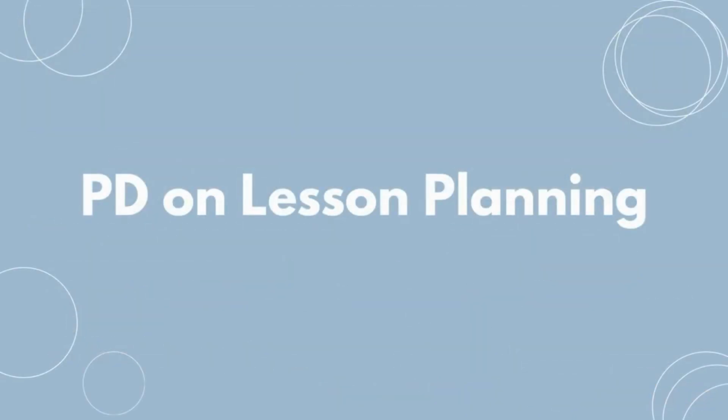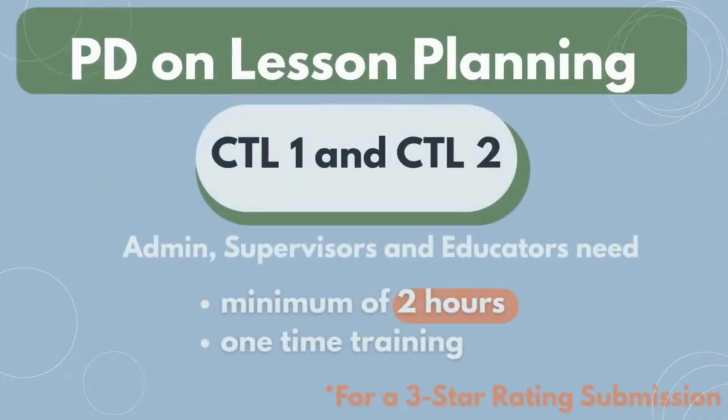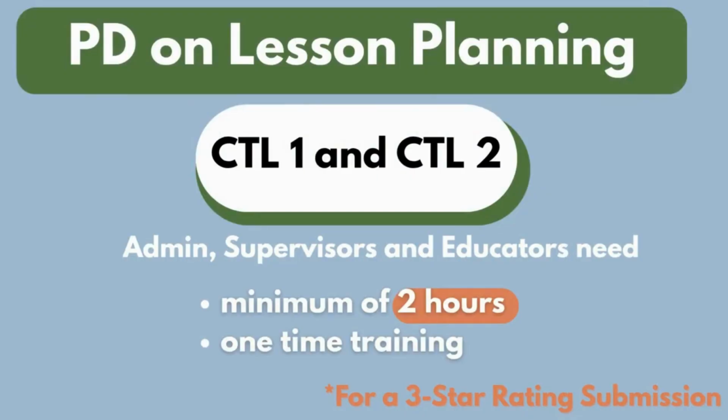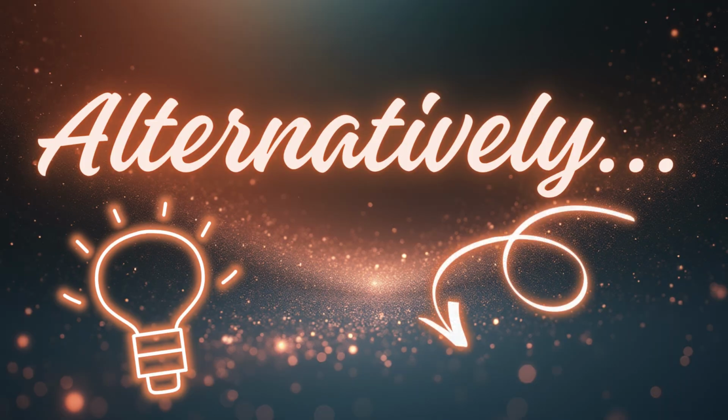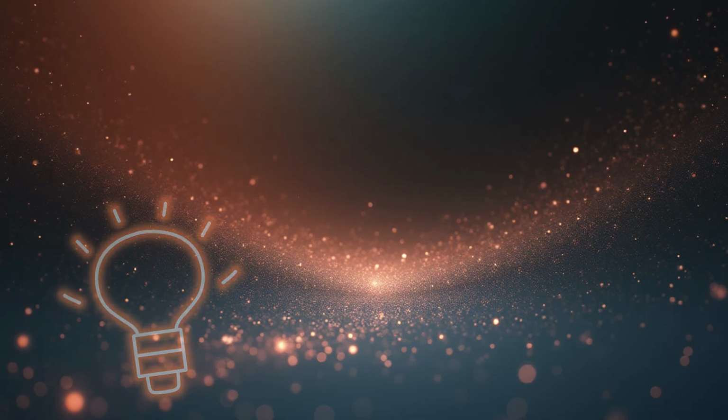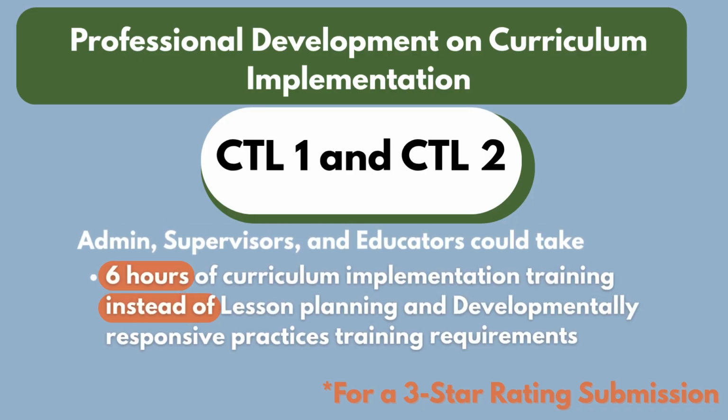At this level, a training on lesson planning is also required. For this requirement, administrators and supervisors for CTL 1, as well as educators for CTL 2, need this training to be a minimum of 2 hours, but are only required to take it once. Please note, for CTL 1 and CTL 2, at a 3-star level, 6 hours of professional development on curriculum implementation will suffice in lieu of taking the aforementioned trainings on lesson planning and developmentally responsive practice.